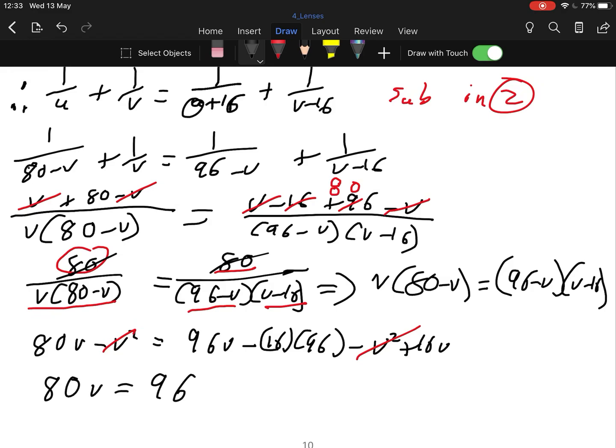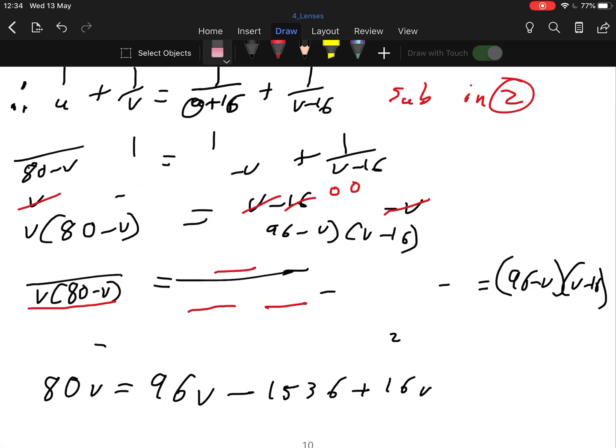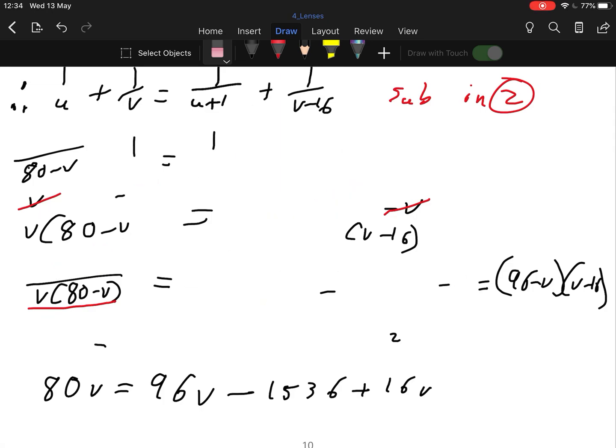80v is equal to 96v minus, where's my calculator there? I never calculated this out. 16 times 96 equals 1536 plus 16v. So that's where we're at. That's where we got to. Okay. So I'm going to rub out all the rest just because I need the space. I'm going to have to move it all the way back up.